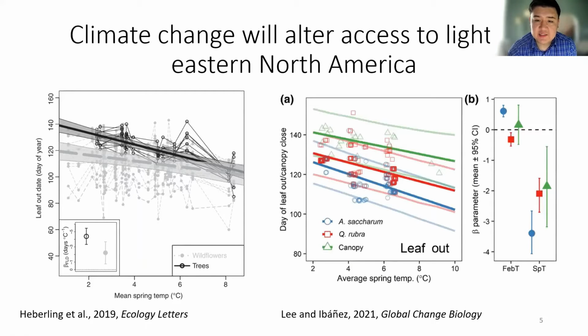For my dissertation, I looked at something similar. So here, this green line is the canopy, and the red and blue lines are the oak and maple seedlings, respectively. And we see that the distance between these lines actually increases as we move to the right. So for the temperate tree seedlings, we would expect more access to spring light as temperatures warm in the future. So similar ideas with different species and different groups, but potentially separate trajectories depending on sensitivity to spring temperature.